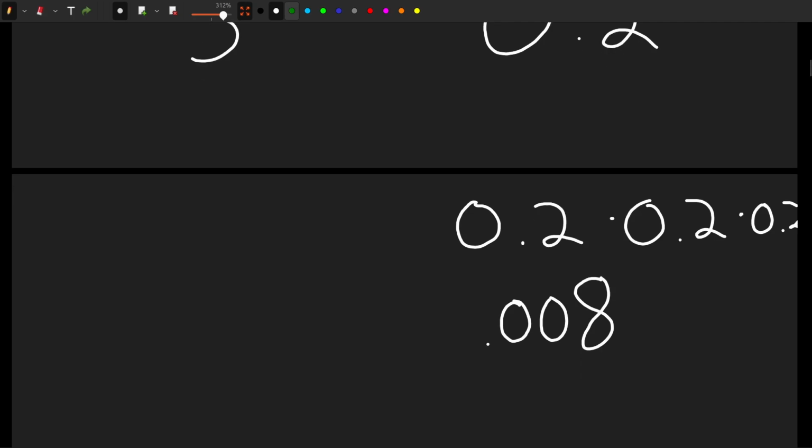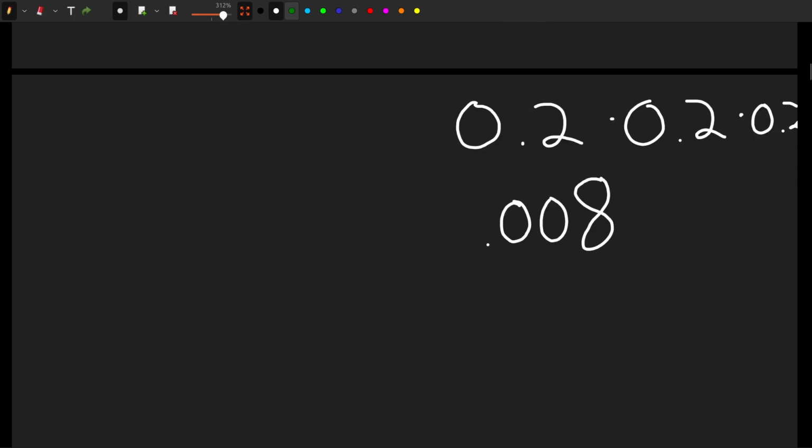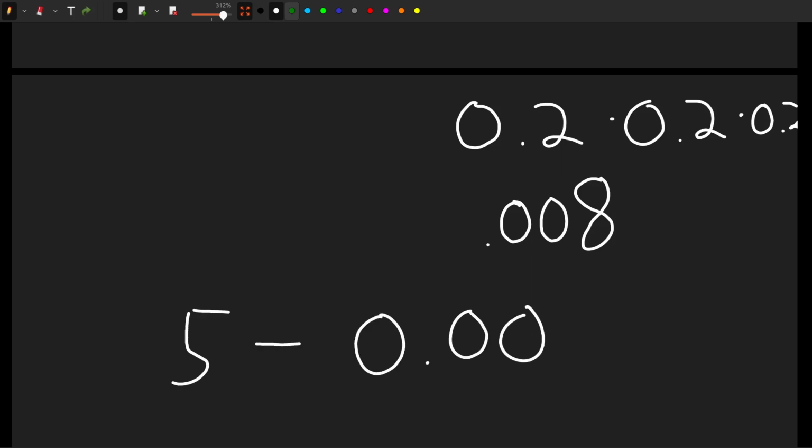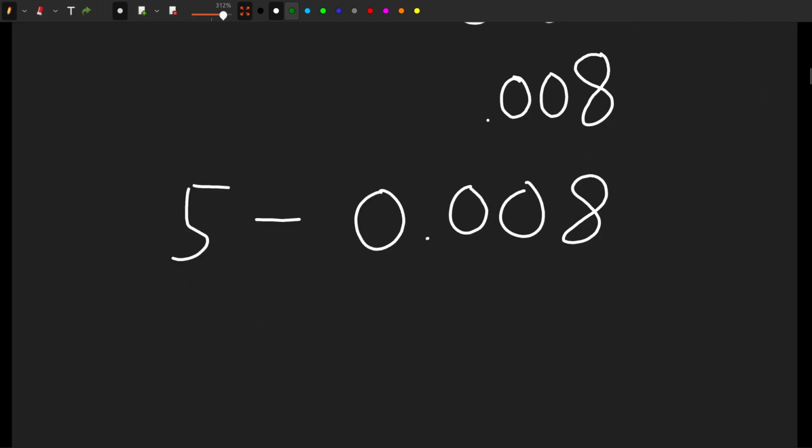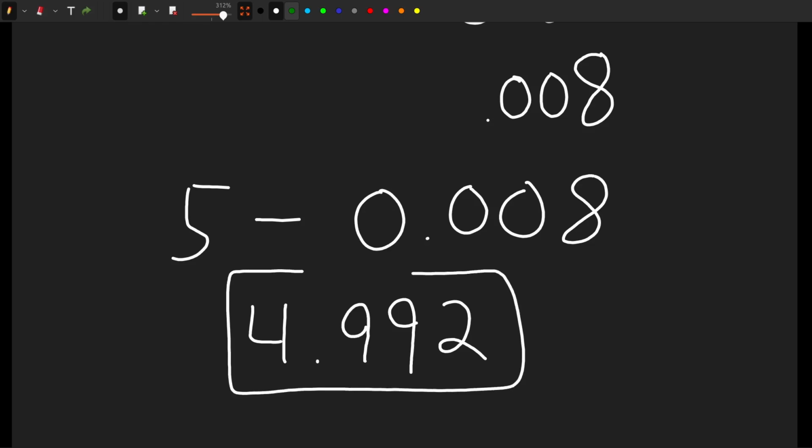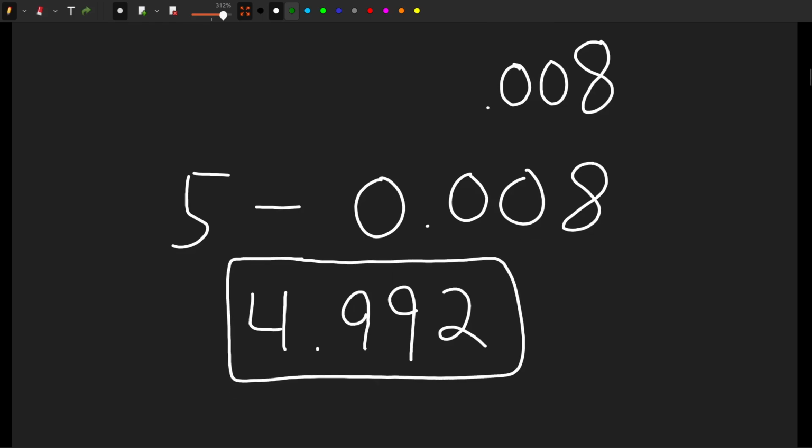And so now we just have to subtract that. If you work out the multiplication of 0.2 times 0.2 times 0.2, you're going to get 0.008. So we have 5 minus 0.008. And subtracting this out, we're going to get 4.992 as our final answer. Okay, we'll move on to our third problem now.